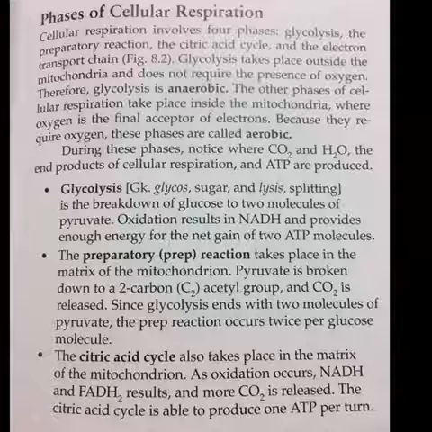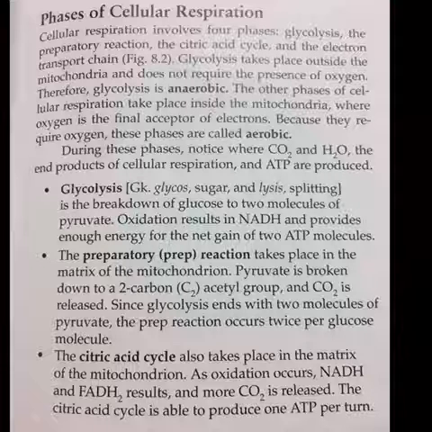Glycolysis is the breakdown of glucose to two molecules of pyruvate. Oxidation results in NADH and provides enough energy for the net gain of two ATP molecules. The preparatory reaction takes place in the matrix of the mitochondria. Pyruvate is broken down to a 2-carbon (C2) acetyl group, and CO2 is released. Since glycolysis ends with two molecules of pyruvate, the preparatory reaction occurs twice per glucose molecule.